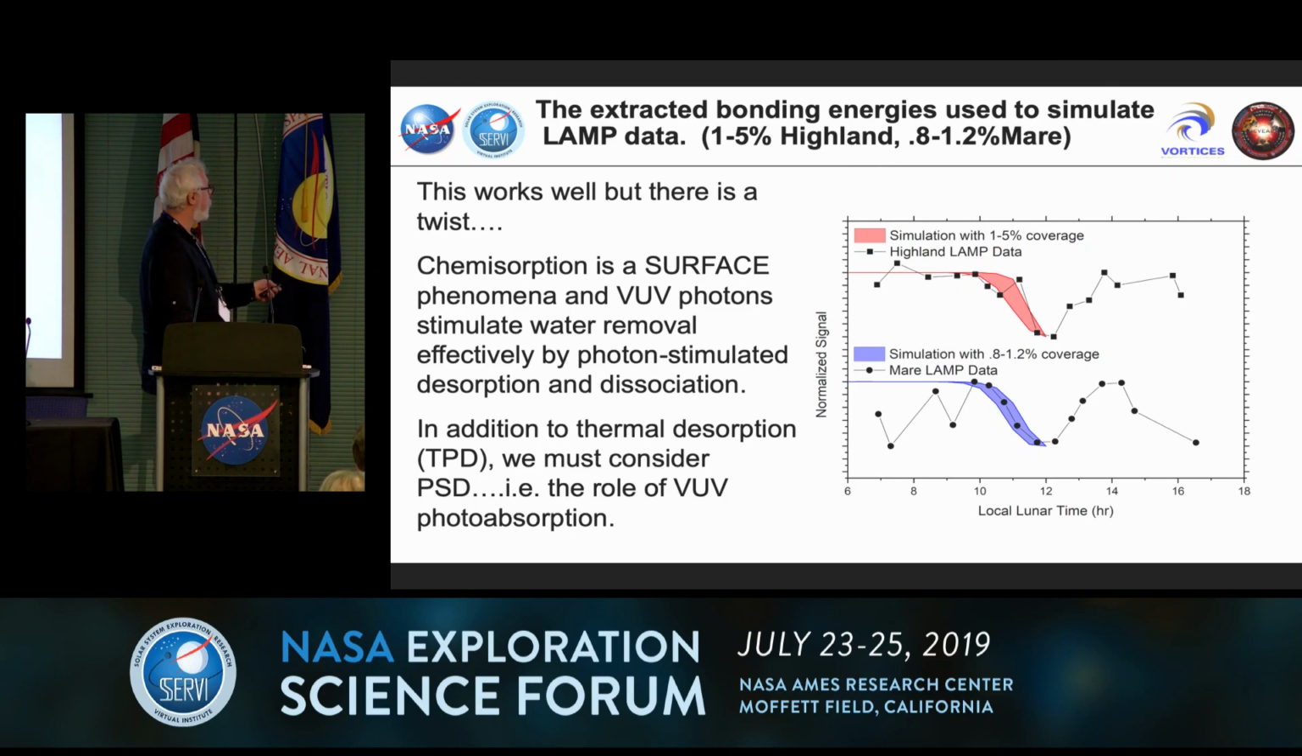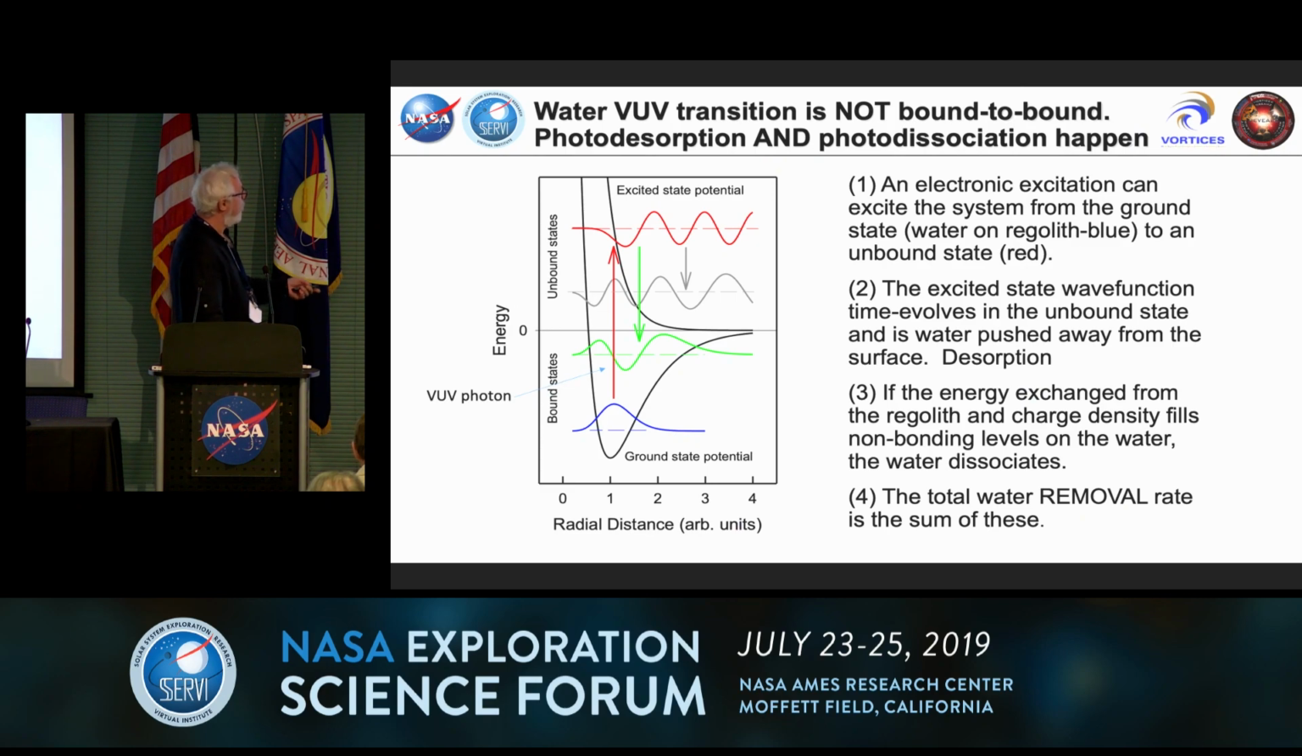So in addition to thermal desorption, we have to consider what the VUV photon absorption event itself does, and that removes the water and dissociates it. So pictorially, what you have here in this blue is the ground state potential of water on a regolith. It absorbs a VUV photon. That absorption is a transition in water which is shifted a little bit, but it's a repulsive potential. So that's up here on the red. That repulsive potential makes the water leave the surface, and if it doesn't leave the surface, it breaks. So the VUV photon is changing the system as you make these measurements.